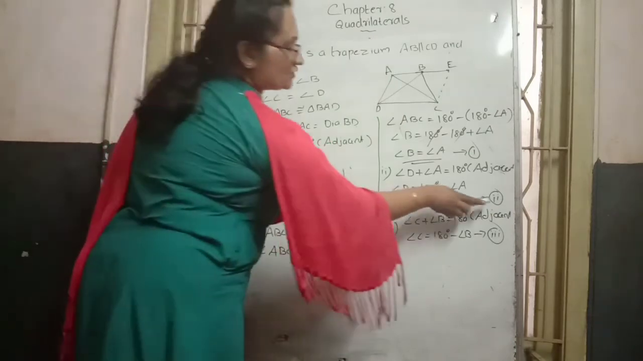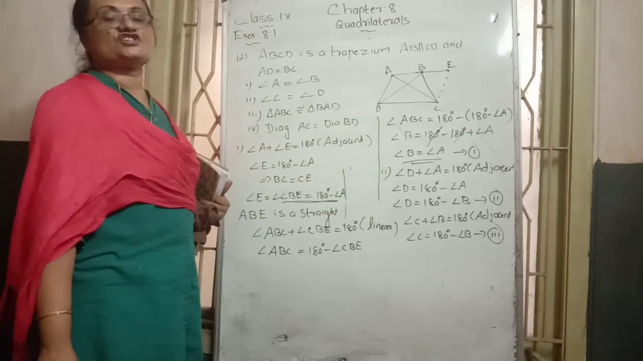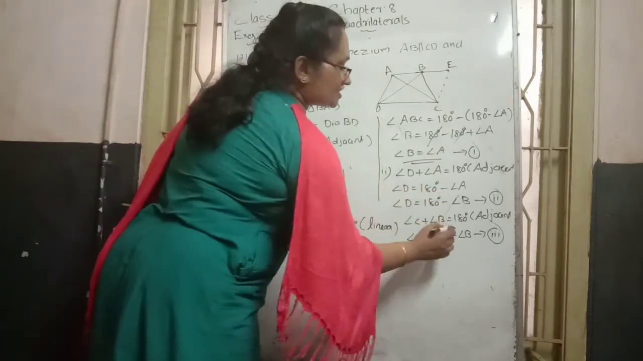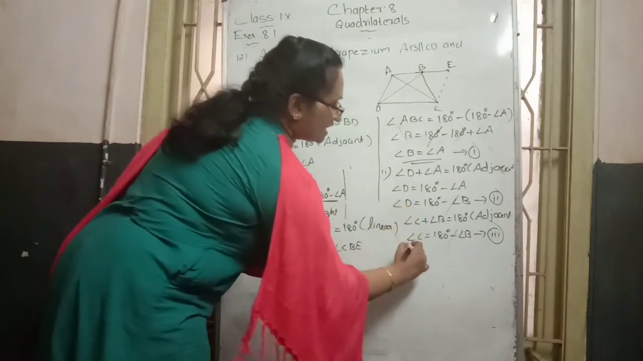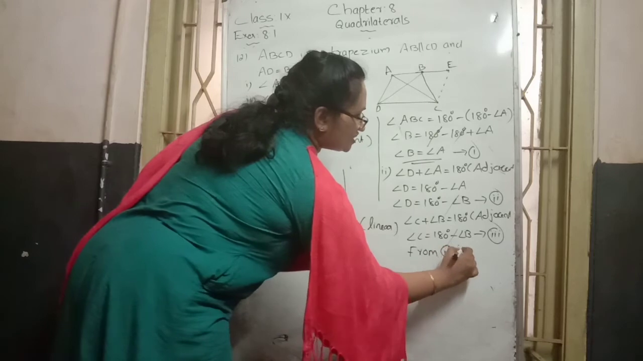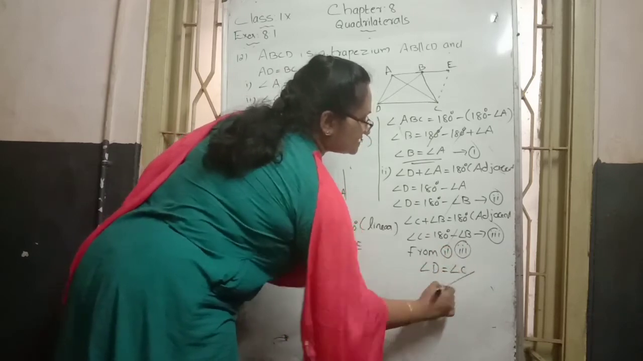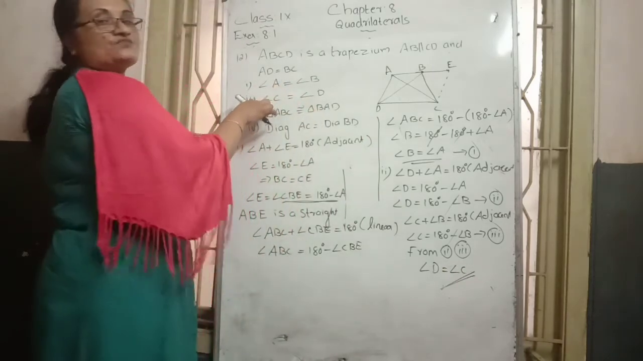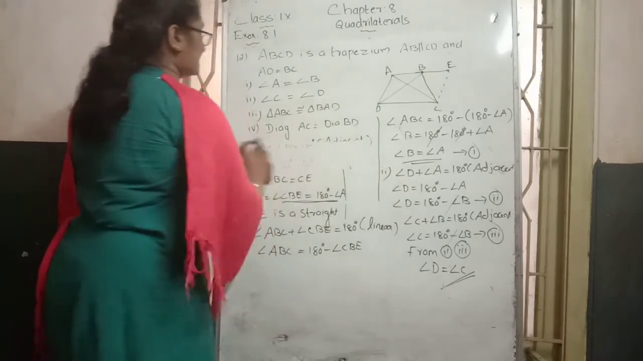Then see equations 2 and 3: the right side of both becomes 180 degrees minus angle B. They are cancelled. Which part is only remaining there? Here, angle D and the left side part only remain. So from the comparison of equations 2 and 3, we reach the answer: angle D is equal to angle C. That is our second case. That also we complete. Next, the third case.